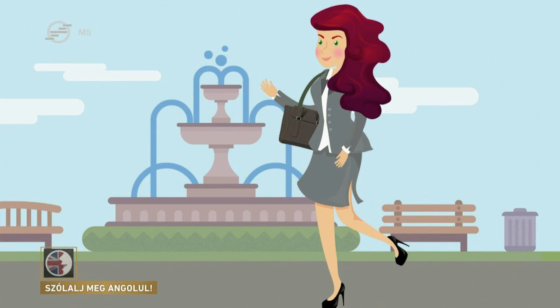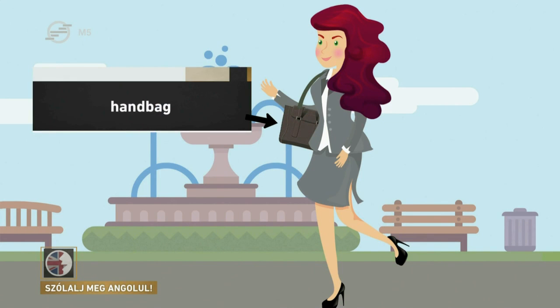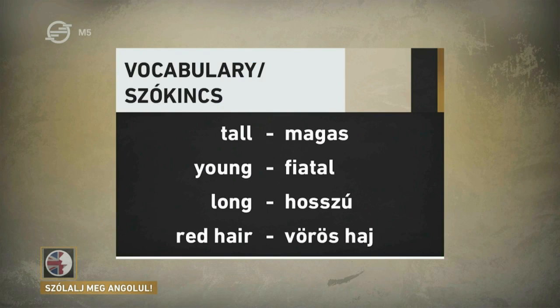Okay, great. Now, is there anything else? Yes, she's carrying a bag. She's got a shoulder bag on her right shoulder. A bag? What sort of a bag is it? Is it a plastic bag or a carrier bag? No, it's a handbag. It's a woman's handbag. She's carrying a handbag.